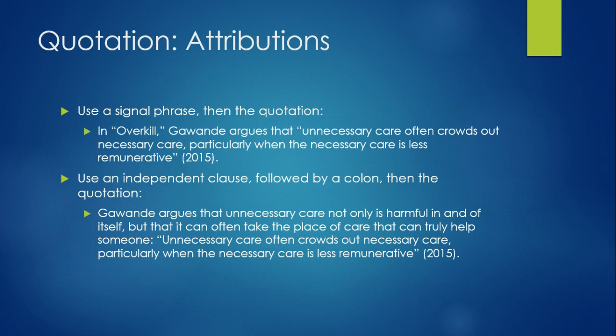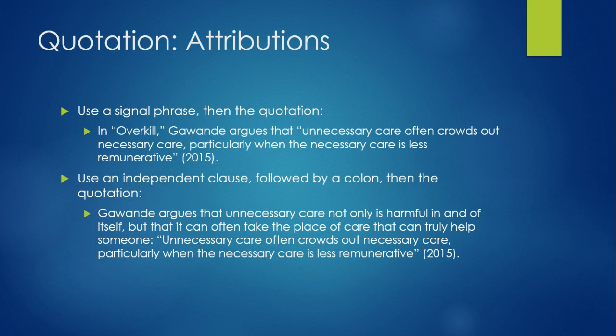Here's an example, again, from Gawande's Overkill. In Overkill, Gawande argues that, quotation, unnecessary care often crowds out necessary care, particularly when the necessary care is less remunerative. Then you'll note how to close that quote with the parentheses and the period on the outside of the parentheses, not inside the quotation marks.